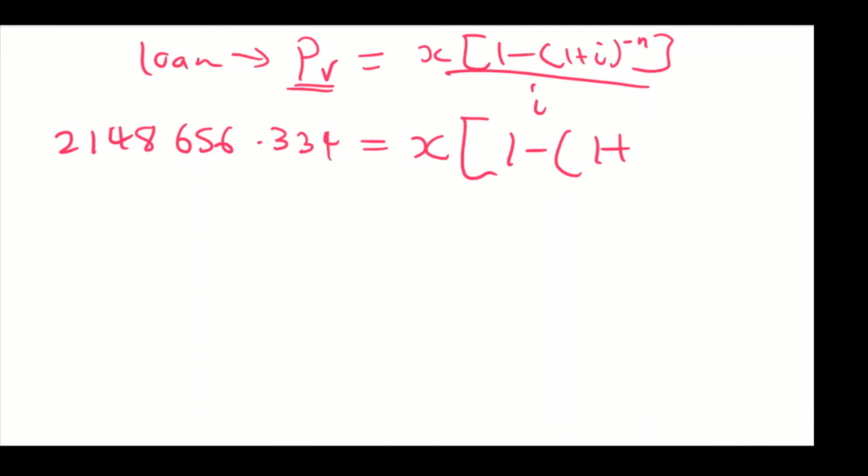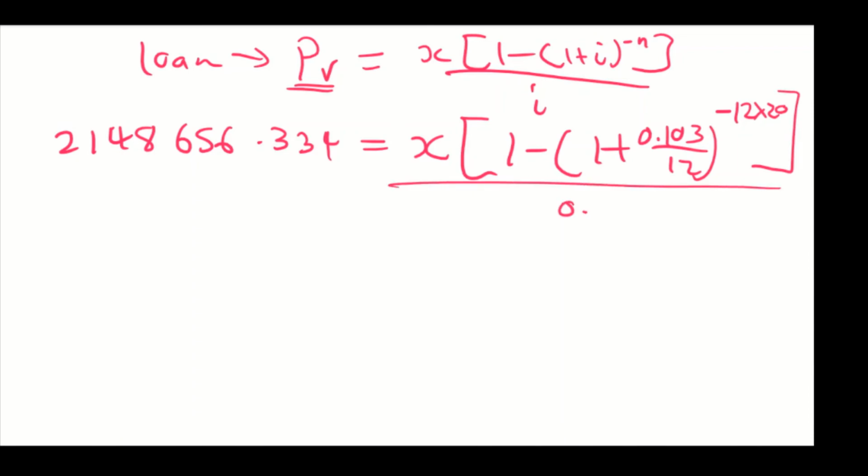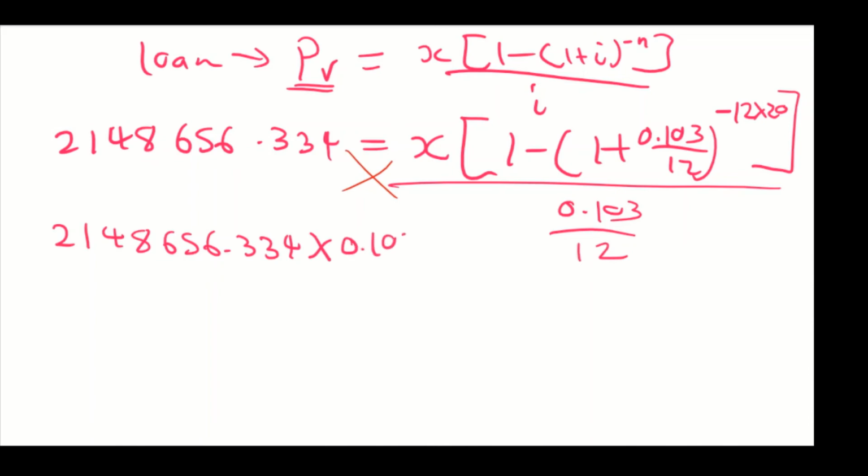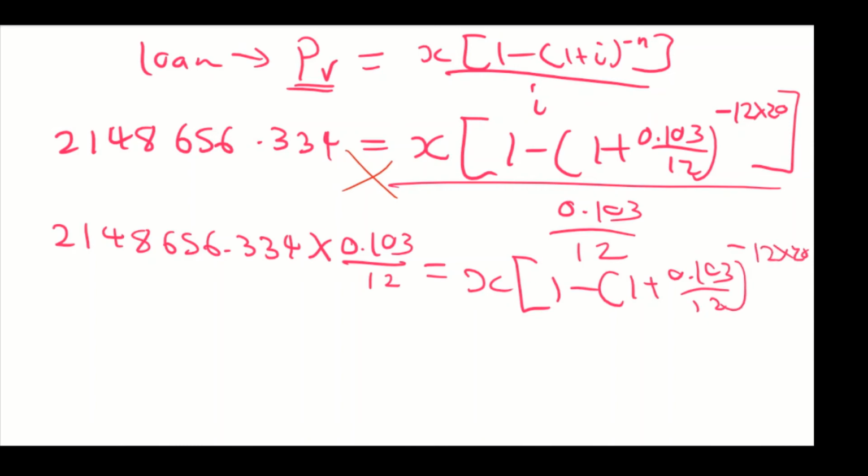Remember that the loan was for 10.3% compounded monthly, so it's going to be 0.103 over 12 to the power of minus 12 times 20 years. The loan was given for a period of 20 years. Divide by 0.103 over 12. Then we're going to cross multiply. So we will have 2,148,656.334 multiplied by 0.103 over 12 equals x into 1 minus 1 plus 0.103 over 12 to the power of minus 12 times 20, right?